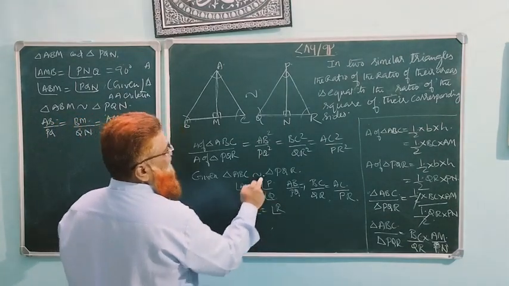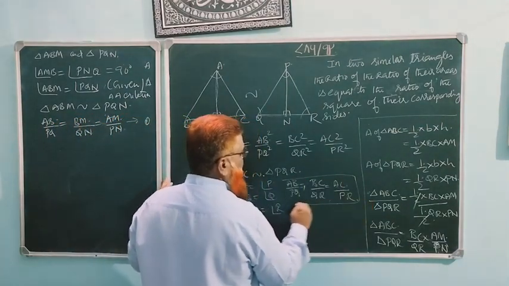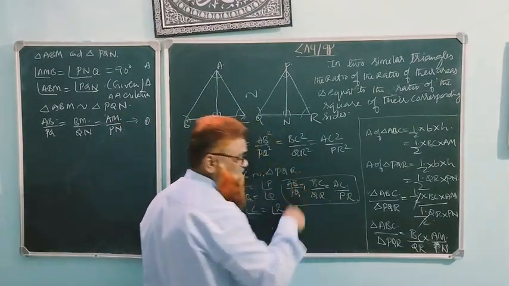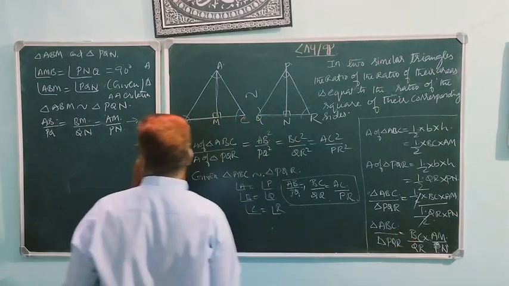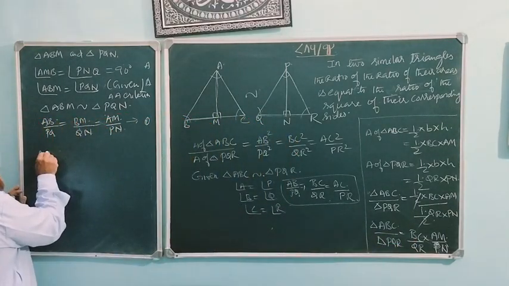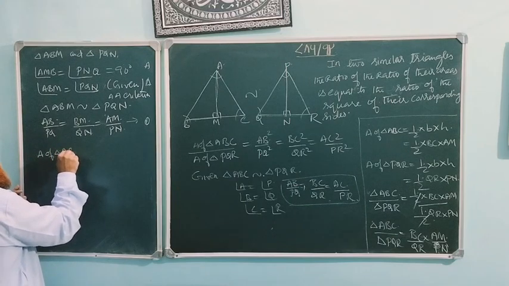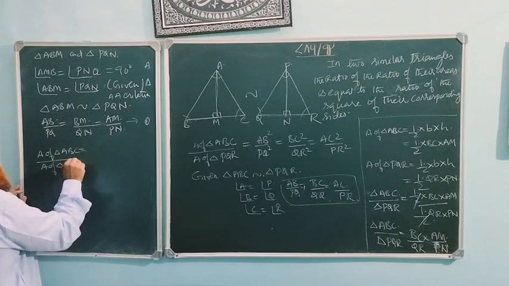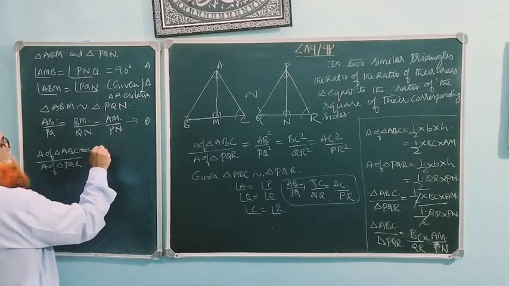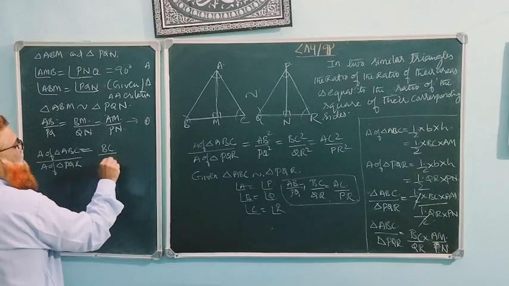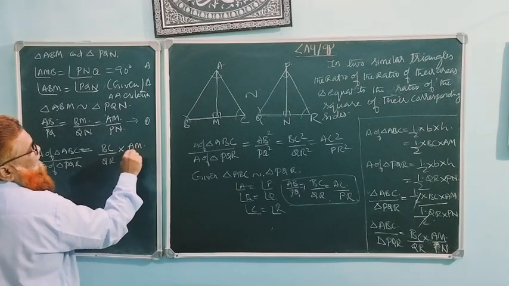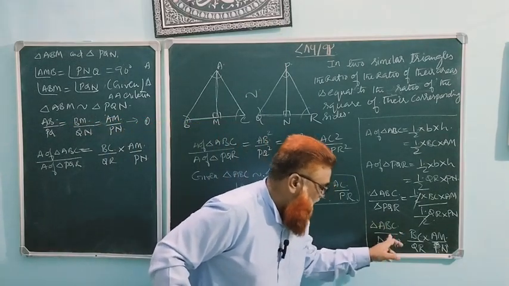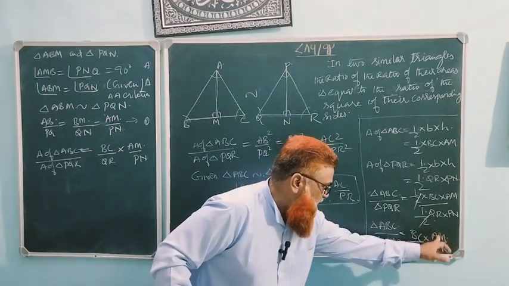Similarly, here also I have given a reference that if both triangle ABC and triangle PQR are similar, these ratios are also equal. Now you just take the areas. The area of triangle ABC by the area of triangle PQR is equal to BC by QR into AM by PN. We have just taken this and proved here that the ratio of the areas of the triangles is equal to BC by QR into AM by PN.